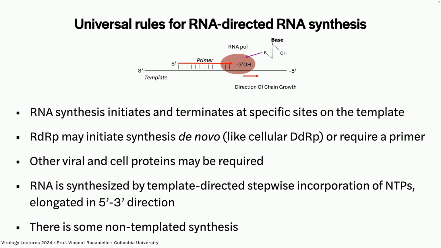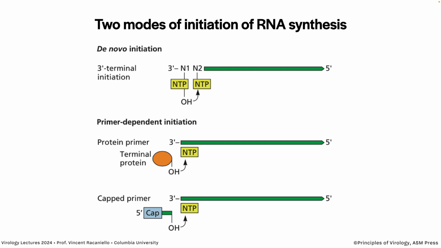And so this is called templated RNA synthesis, because obviously there's a template that's directing what the polymerase should make. But sometimes there is non-templated synthesis. For example, we'll see today polymerases can stutter. They can get stuck at a base and just keep churning out bases without a template. And that actually has some role. All right, so let's start with initiation of RNA synthesis.